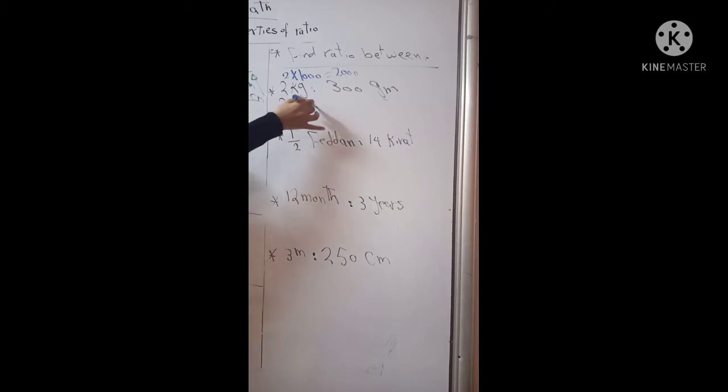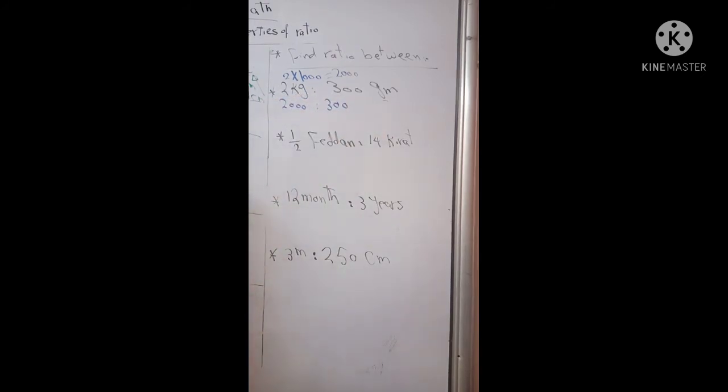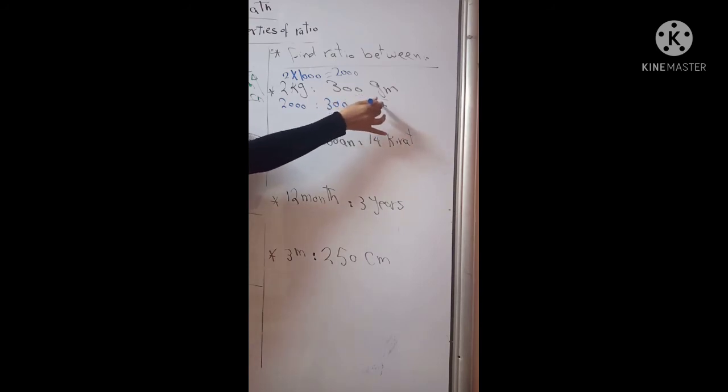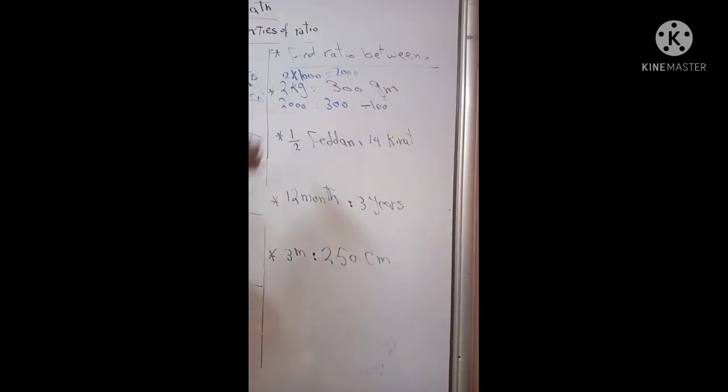2000 gram to 300 gram. To find the ratio between 2000 gram and 300 gram, we will divide by 100. 2000 divided by 100 equals 20, and 300 divided by 100 equals 3. It is the simplest form of the ratio between 2 kilogram and 300 gram. We can't put any unit. We can't put kilogram or gram, because I told you that ratio has no unit.